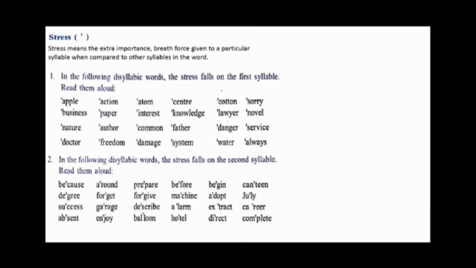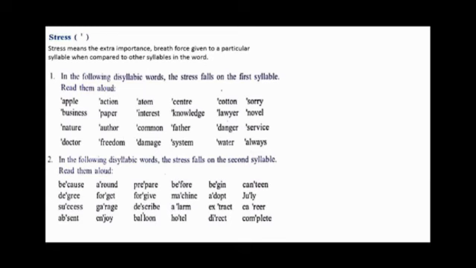Here are some examples: apple, action, Adam, center. We will look at the second set of examples. Because, around, prepare, before, begin, canteen, degree, forget, forgive, machine, adopt, July, success, garage, describe. The stress, or you can see the vertical bar, is on the second syllable.